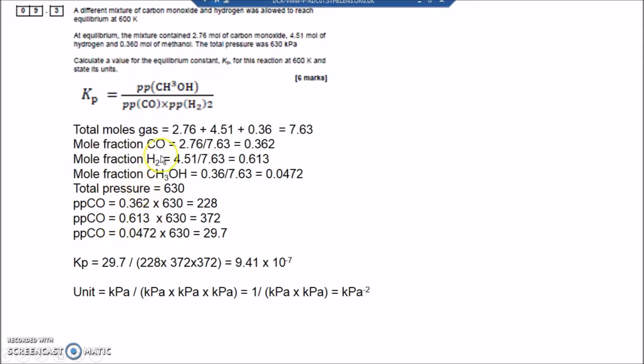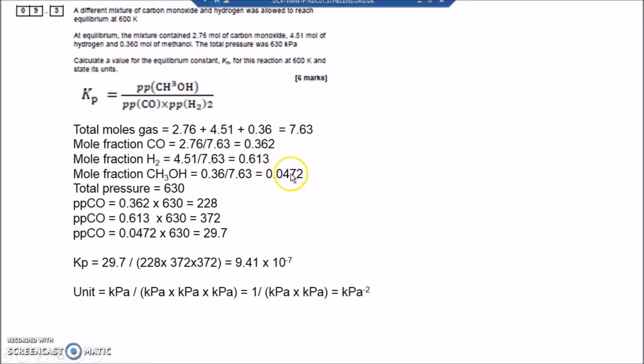What's the partial pressure of hydrogen? That should say hydrogen there, partial pressure of hydrogen. Well, I've got 0.613. That's the fraction of the gas in the mixture that's hydrogen. So what fraction of the 630 kilopascals comes from hydrogen? I'll multiply 0.613 by 630. 372 kilopascals comes from the hydrogen, and then the partial pressure of the methanol, that should say CH3OH, methanol here.